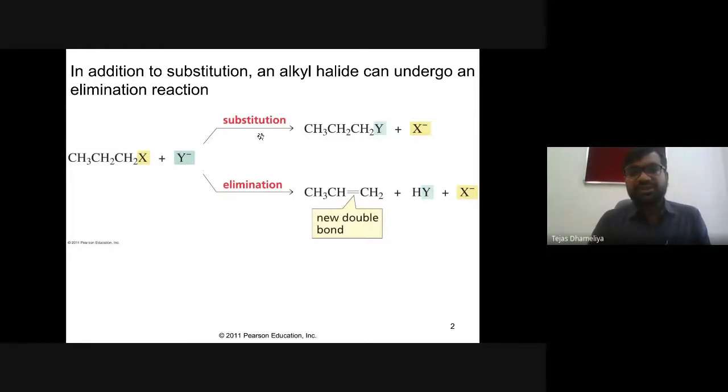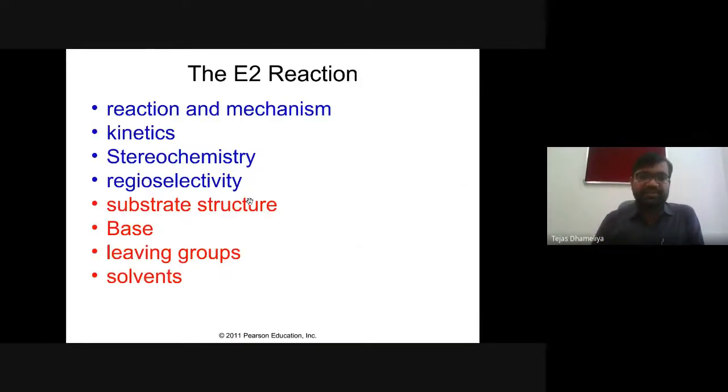In case of substitution, the product formed is a substituted product, and in case of elimination, the product formed is something called a double bond containing alkene or olefin. So alkenes or olefins are the product of elimination reaction, and for substitution it is always different. This is majorly what I wish to tell you regarding the difference between substitution and elimination.